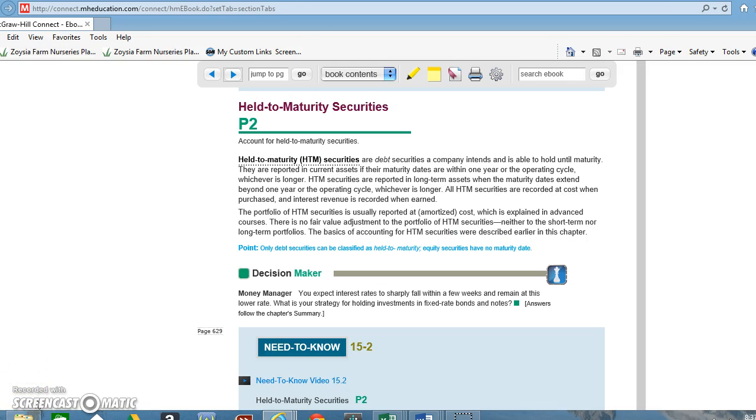As opposed to those trading securities, we see in P2 held-to-maturity securities, which are also put on the books at cost. But these securities are amortized over the life of the security, and that amortized cost is what you actually see on the books. So it works almost like depreciation on a long-term asset. I think the book says that's truly explained in a more advanced course, but that gives you the flavor of how these work.